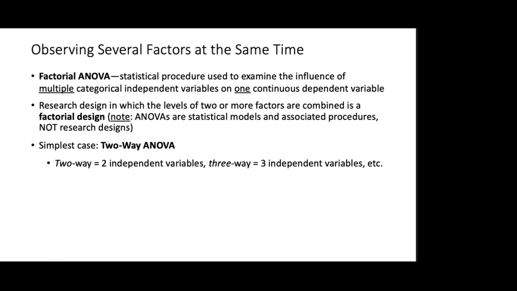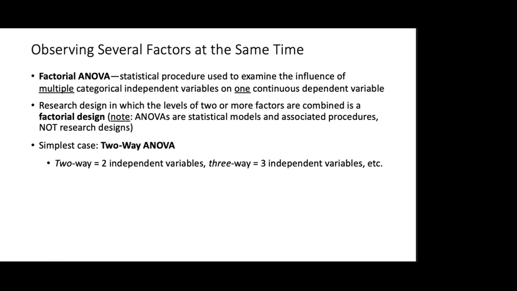And so the research design in which the levels of two or more factors are combined is called a factorial design, right? So once again, as I mentioned before, the ANOVAs are statistical models and associated procedures. They are not research designs, right? So they don't have an ANOVA design. ANOVA is the statistical method. That's the analysis part. It's not the design part. The design is a factorial design.